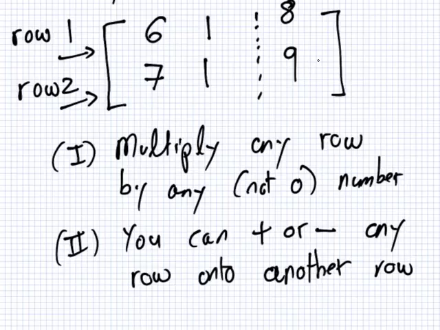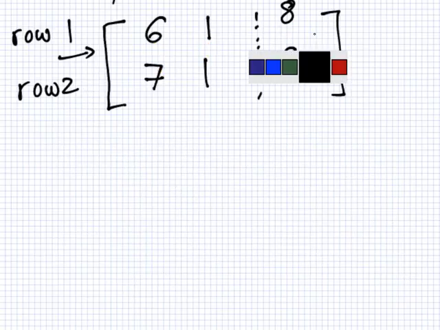So these are the 2 rules. The first rule, you could do this: multiply by 2, multiply by 3. That's the first rule. And the second rule says you can add them together: 6 plus 7, 1 plus 1, 8 plus 9. And you can put the answer on row 1 or row 2. Okay. Have we got this?